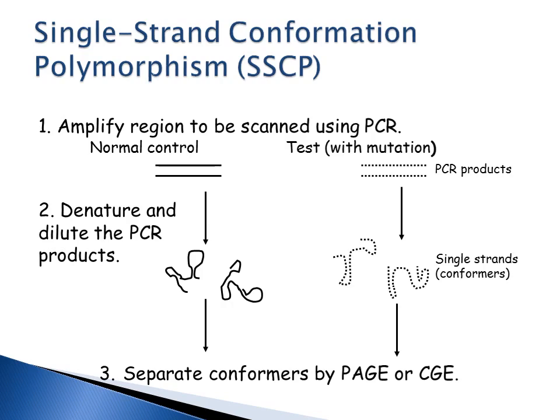So this is a schematic. You amplify your region to be scanned using general PCR. You have your normal control and you have your sample, and maybe that sample has a mutation. You then are going to denature your products, and these are going to fold up according to their sequence. Then you're going to separate them using polyacrylamide gel or capillary gel electrophoresis.